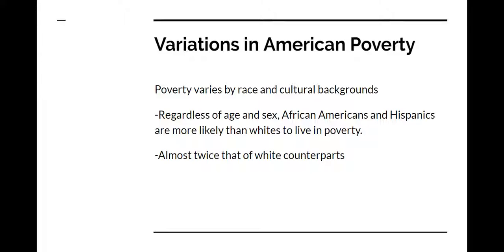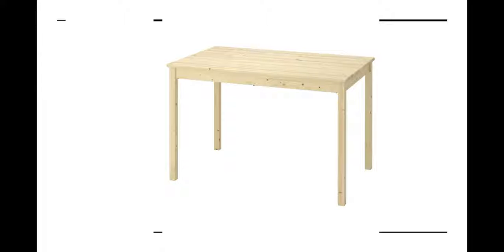As the statistics above indicate, poverty varies by race and cultural background. Regardless of age or sex, African Americans and Hispanics are more likely than whites to live in poverty. As you can see in the table above, African Americans and Hispanics have poverty rates that are almost twice that of the United States as a whole. Yes, again, a sheep led by the wolf. But I do have that table that breaks it down by race and sex for you to look at. So here is a table, and then here's the data.